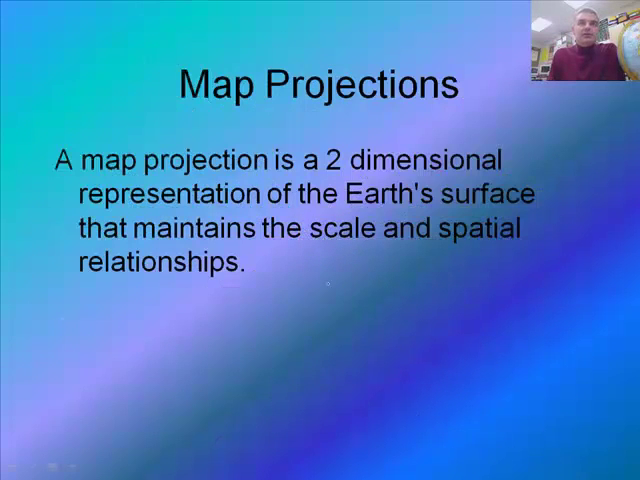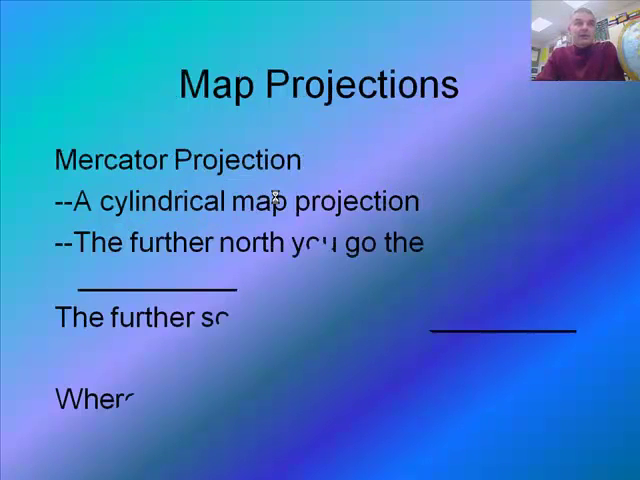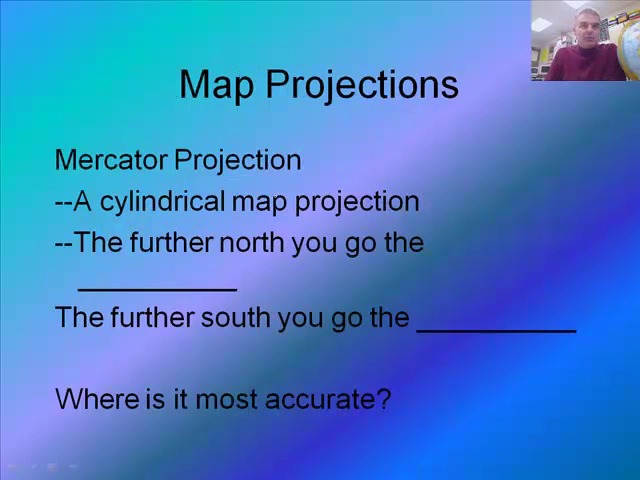Okay? So a map projection is a two-dimensional representation of the Earth's surface that maintains the scale and spatial relationships. Let's take a couple of looks at these. There are many types of map projections, each useful for its own applications. We're going to talk about Mercator projections. It's a cylindrical map projection.